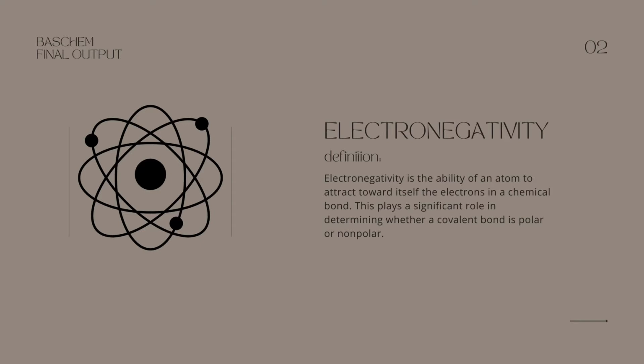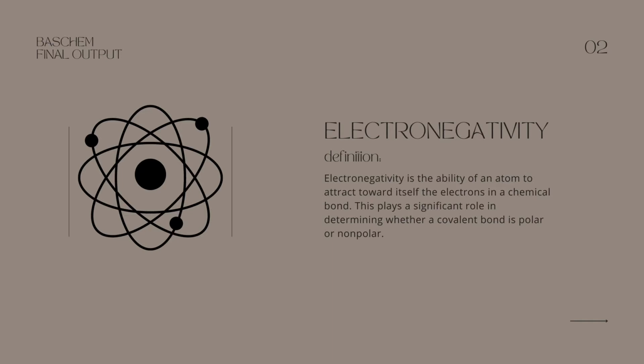So let's start by defining what electronegativity is. Electronegativity is the ability of an atom to attract toward itself the electrons in a chemical bond. It is not a measurable quantity but rather a comparable one. This plays a significant role in determining whether a covalent bond is polar or nonpolar.